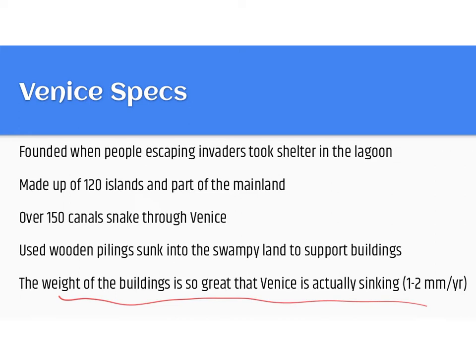Especially if you consider that 1 to 2 centimeters, we'll take the average and say 1.5. That means that every 7.5 years, you've got an entire centimeter that it has sunk, which means every 15 years, it's 2 centimeters. And every 22 to 23 years, it's a little over an inch. So in my lifetime, Venice has sunk about 1.5 inches, which is a lot, again, when we talk about the stability and the safety of those buildings.